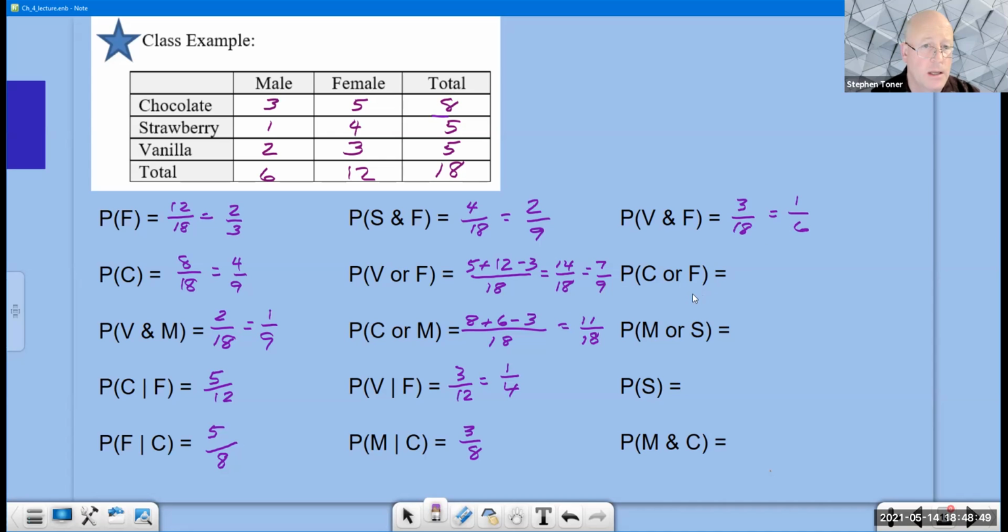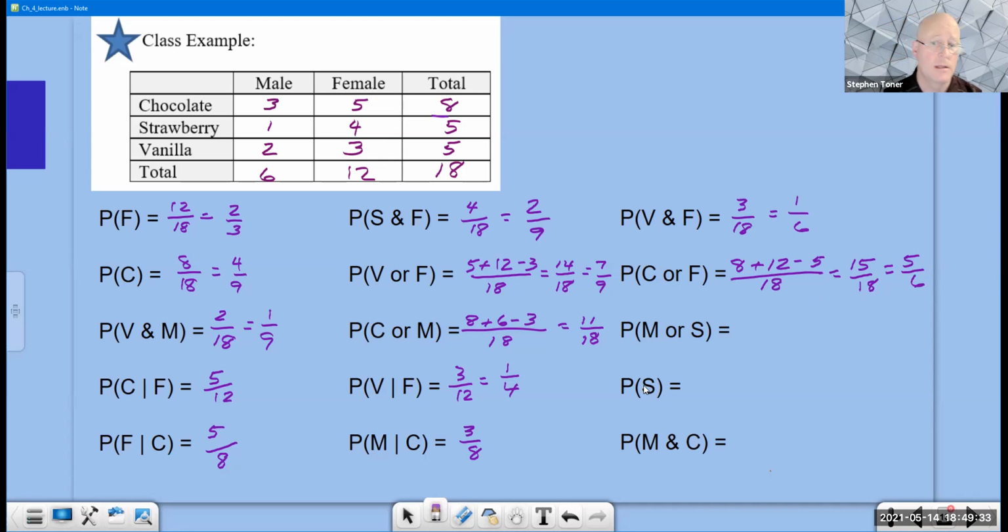Chocolate or female. Chocolate, we have 8 people who wanted chocolate in that row, plus we had 12 women in that survey. Now, if you were to go and add across and forget the subtraction, you would say, ooh, that's 20 over 18, and you can't have a probability that's over 1. So that would actually be a clue to remind you that you have to subtract off the overlap of chocolate and female, which is those 5 people. And that will give us 15 over 18, which reduces to 5 over 6.